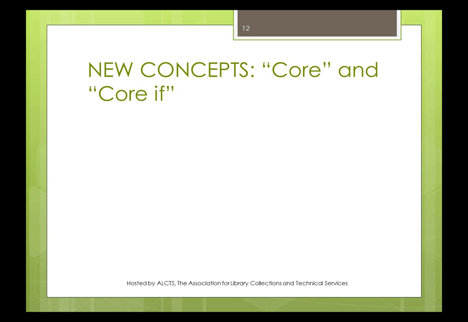I'm currently on 1.3 for core elements in RDA, and it says when describing a manifestation or item, include as a minimum all the elements listed below that are applicable and readily ascertainable. And then it provides a list of these, and it goes from title, statement of responsibility, edition statement, and so forth. So there's a specific set of areas in the bib record where we must follow the core element designation.